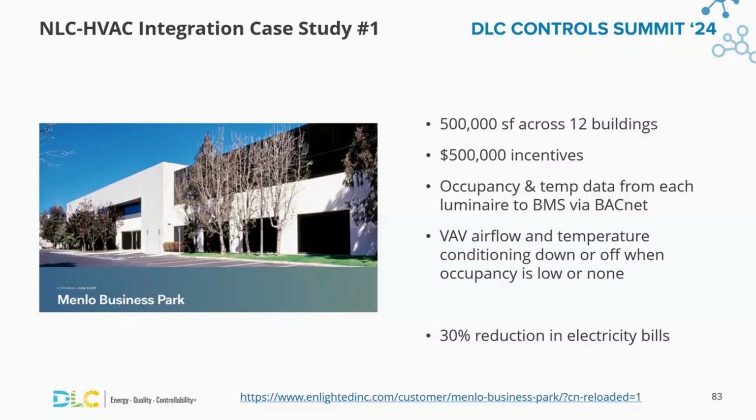Enlightened retrofitted all the lights with an NLC network lighting control system, providing occupancy and temperature data from every luminaire to the BMS. All that data is analyzed and used to fine-tune the HVAC system dramatically based on occupancy. A third-party energy audit found a reduction in electricity bills of 30% from the retrofit. They used $500,000 of incentives, which is conveniently an even $1 per square foot of the space.